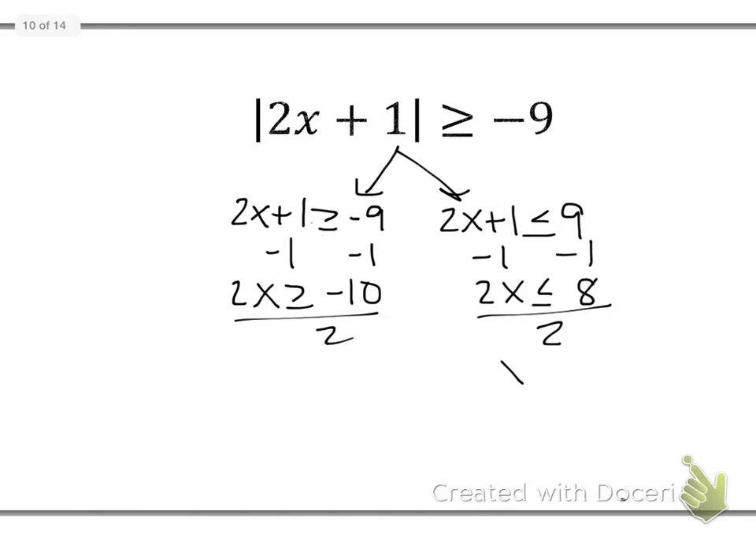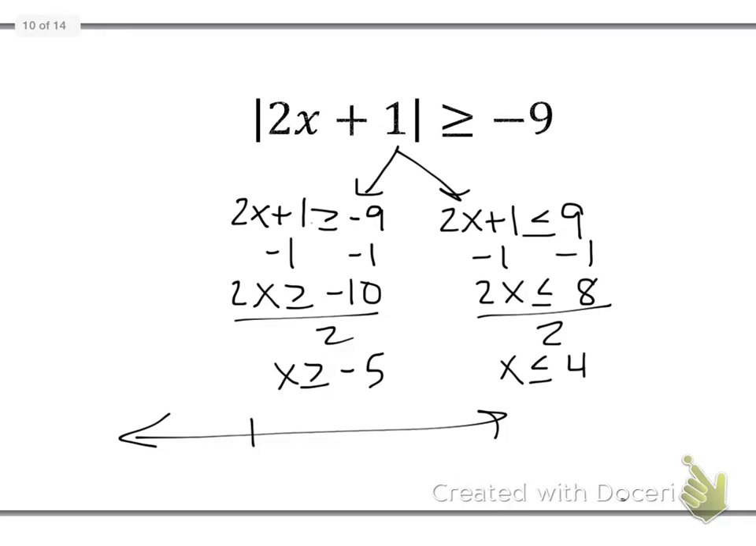Divide by 2. So we get 4 on this one. Oops. And negative 5. They are both closed dots. This one is shaded to the left. This one shaded to the right.